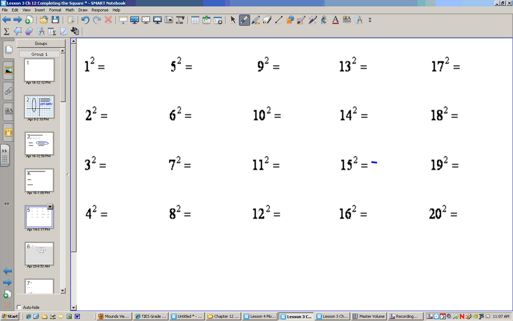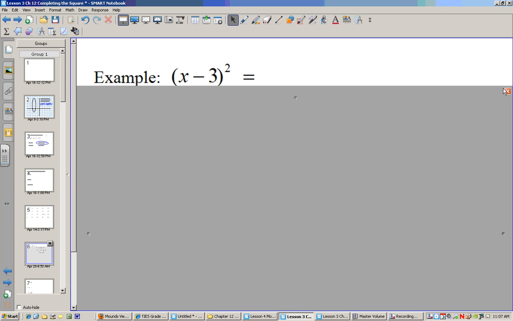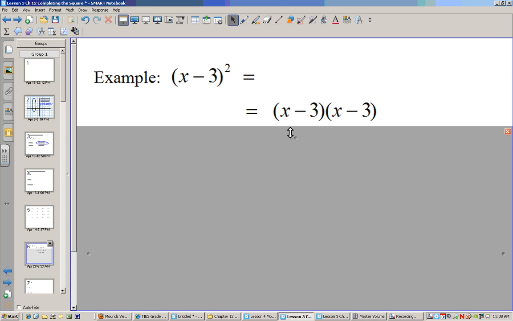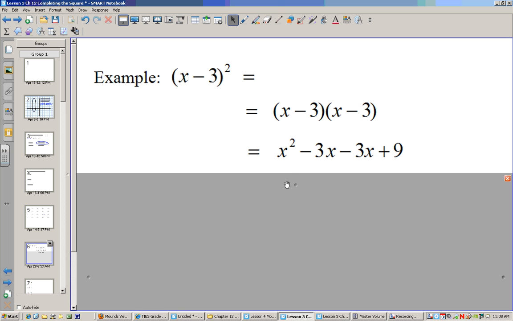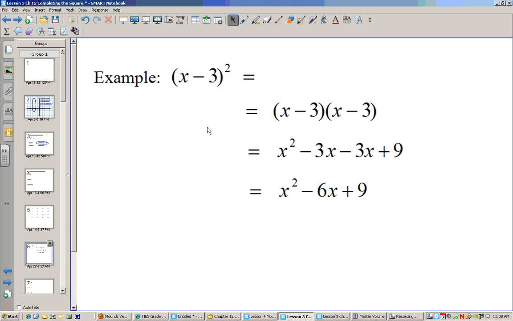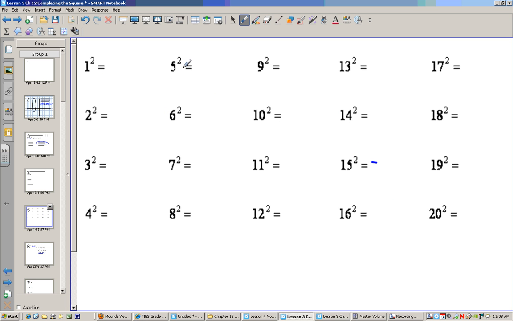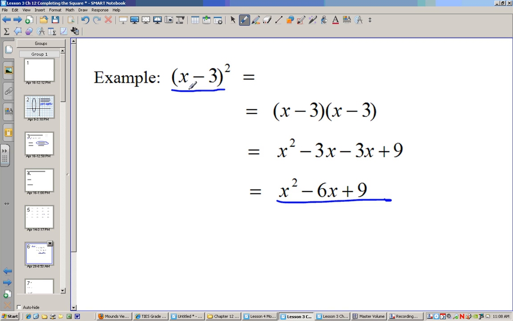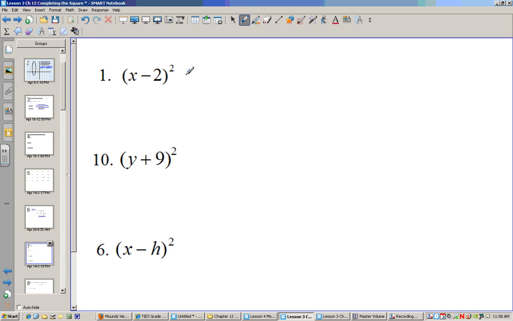You should know all of the squared numbers from 1 to 20. Take a minute and fill that out. Now if we have x minus 3 squared, that's the same thing as x minus 3 times x minus 3, which we can FOIL out to get x squared minus 6x plus 9. We call this a perfect square because if we square something, it will turn out to be like that. Just like these are all perfect squares, this is also considered a perfect square. So can you fill out the next page?